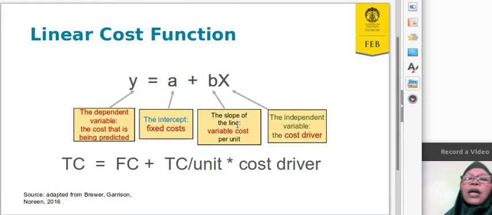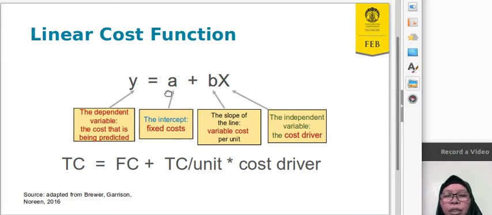So let's see now the linear cost function. If we see the equation of a cost function as a linear mathematical function, we use this term: y = a + bx, where y is the dependent variable, a is the intercept, plus the slope of the line, b, times the independent variable, x.